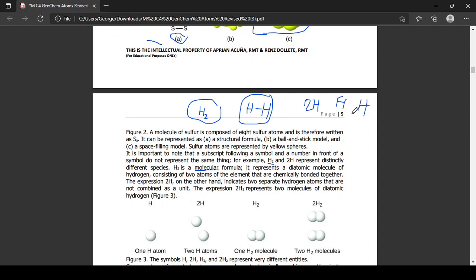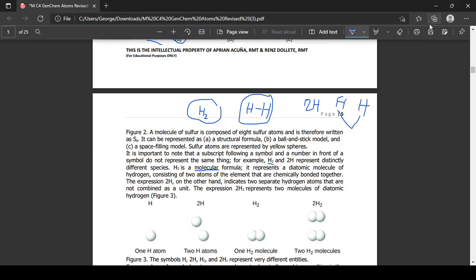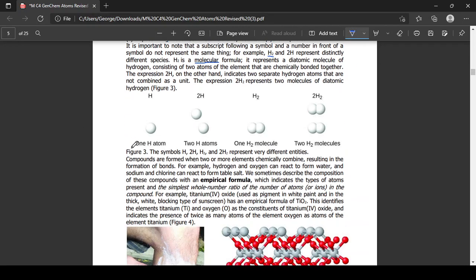Bonded sila? Hindi. Pero may duwa ka lang ka hydrogen. Hindi sila bonded together. And that is the difference between a H2 subscript and a 2H. Ang ini bonded together. Ang ini hindi bonded together. So, look at this. You have your 1H atom. Check your figure 3. You have 1H atom, kids. Kung maghambal kita nga 2H, hindi sila bonded together.